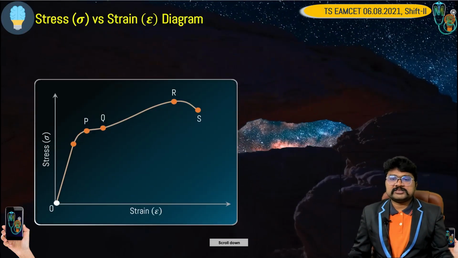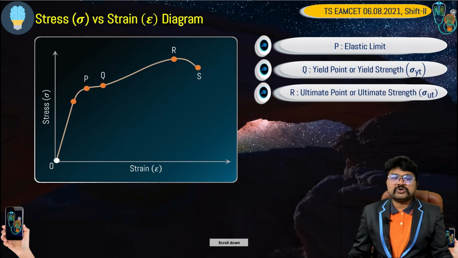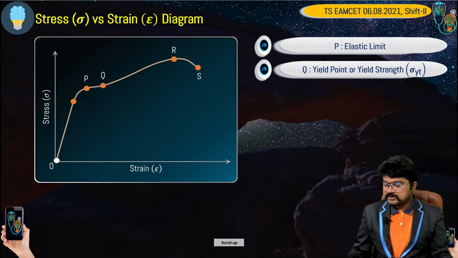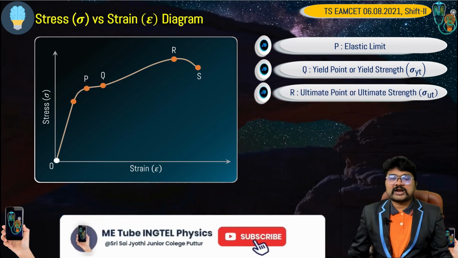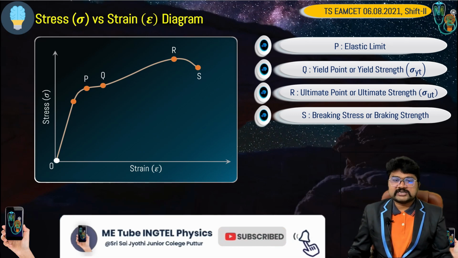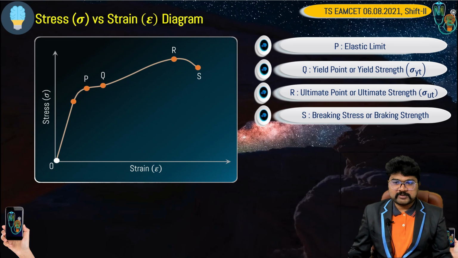So see here, this is the curve. Here P refers to elastic limit, Q refers to yield point, R refers to ultimate strength or ultimate point, and S refers to breaking stress or breaking point or breaking strength of the material.